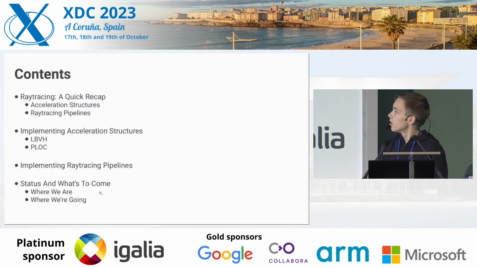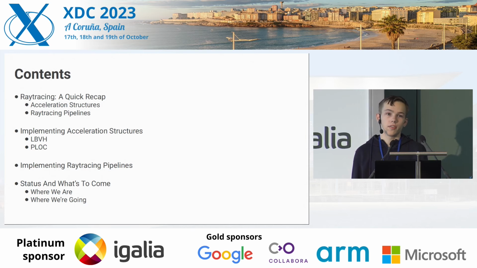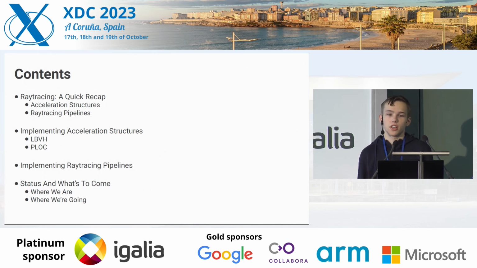There we go. So we're gonna start off by just recapping the Vulkan ray tracing API from an application perspective and how it uses it to actually do ray tracing in your app. And after that, we're gonna look at how we implement these same APIs in RADV. And in both cases, we're just gonna start with acceleration structures and then move on to ray tracing pipelines.